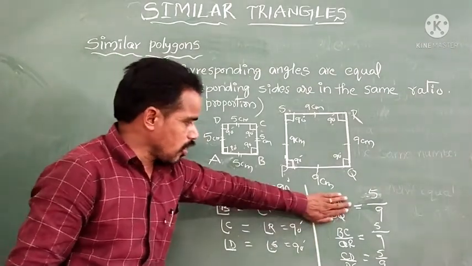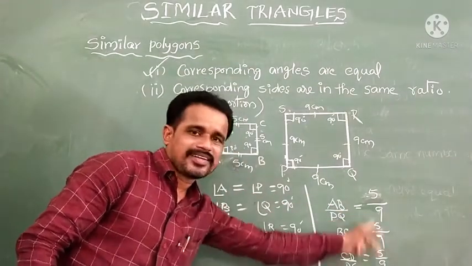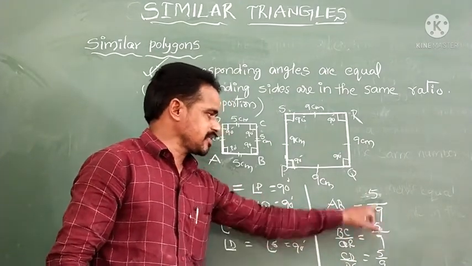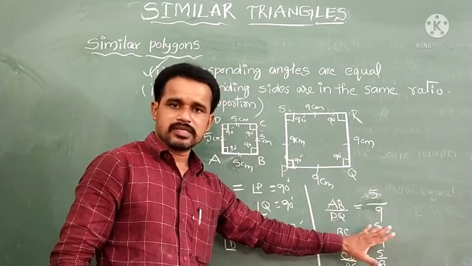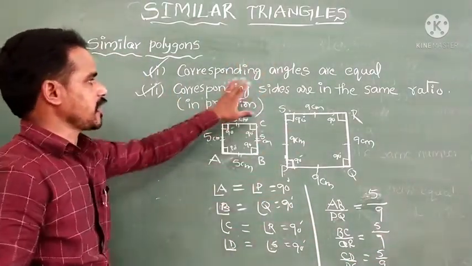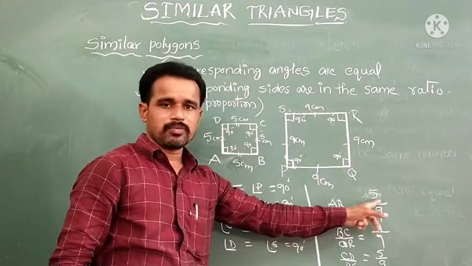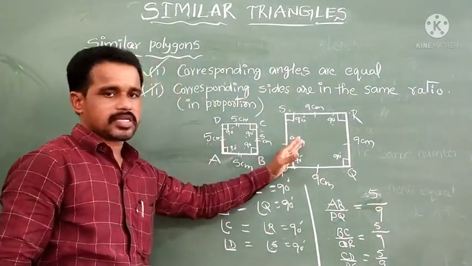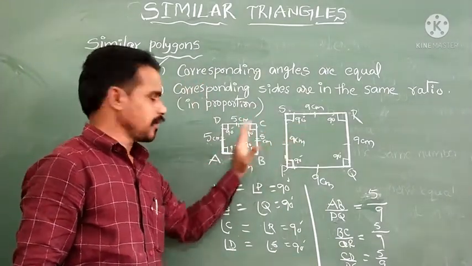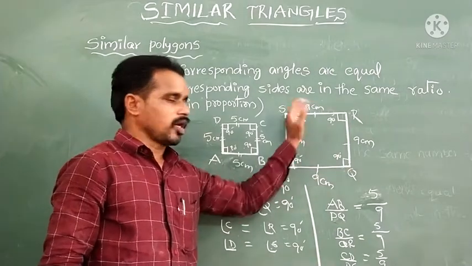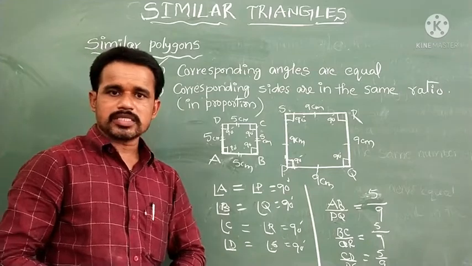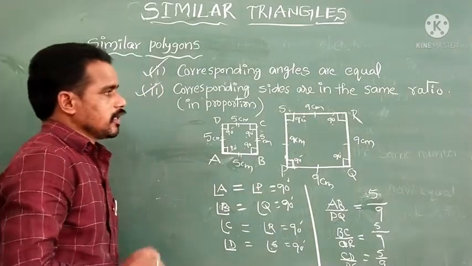Right? The ratio of corresponding sides is same. Am I right? All 5 by 9s. Right? So, second condition also satisfied. Corresponding sides are in the same ratio. So, these two polygons are satisfying these two conditions. That means these two polygons, square ABCD and square PQRS, are similar polygons. Okay, have you got it? Similar polygons. Yes.